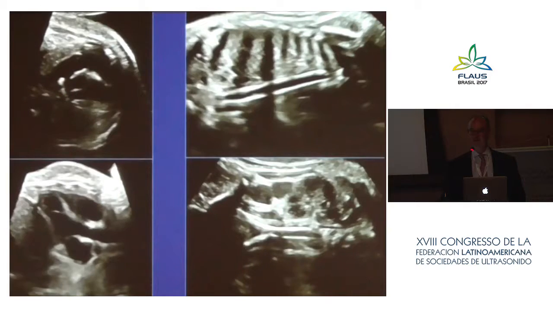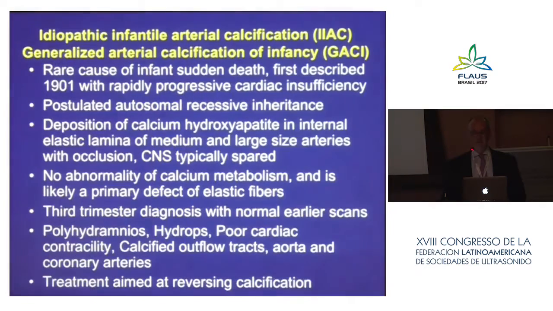Anybody have any idea what this is? It's a very rare entity called idiopathic infantile arterial calcification, although they are recently trying to change the name to generalized arterial calcification of infancy. It doesn't really apply because we see it in fetuses, but it is a very rare cause, and we've had 3 cases over the past probably 5 years of this.